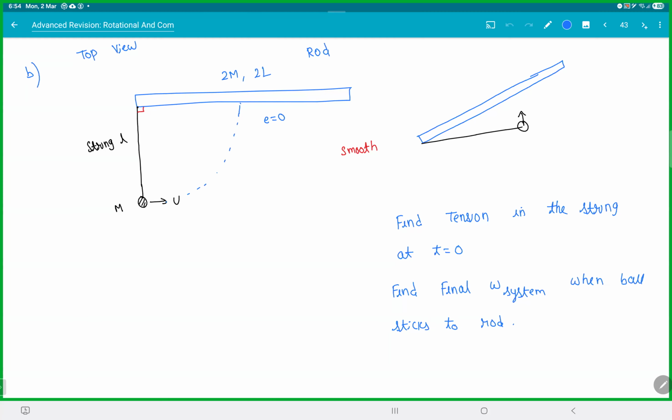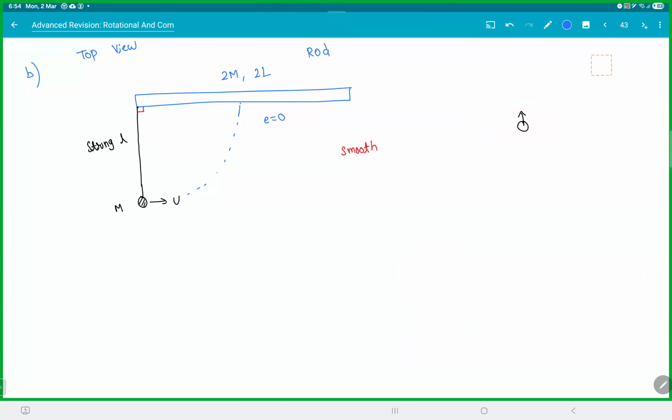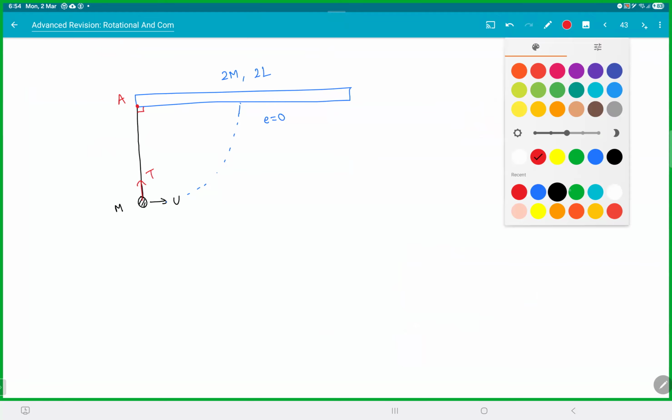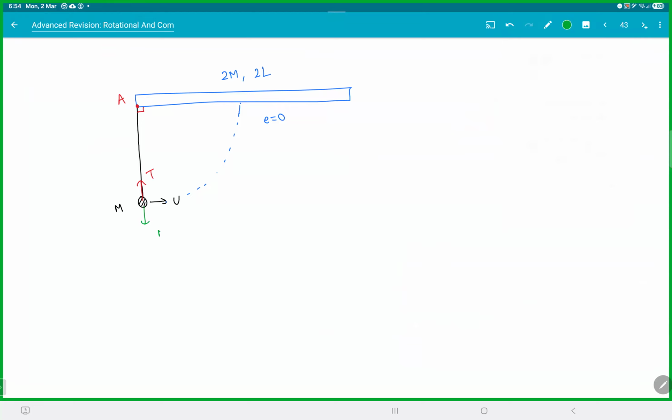So, you figured out, right? Who thinks it is going in a circle? This corner point A, if you stand there, you think it is going in a circle. Agreed? Now, if you try to draw the FBD, what are the forces? Tension. And since A thinks you're going in a circle, there will be a centrifugal force. And also there will be a pseudo force, which is mass into acceleration of A. Is that clear?